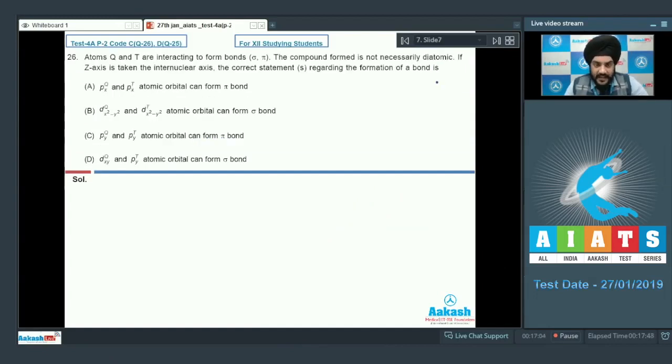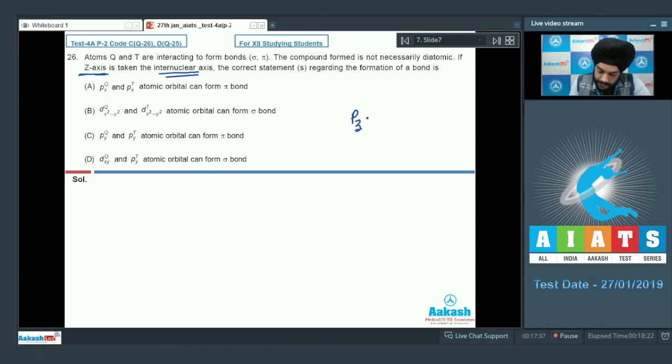Question number 26. Atoms Q and T are interacting to form bonds, which may be sigma or pi. The compound formed is not necessarily diatomic. If the z-axis is taken as the internuclear axis, the correct statements regarding the formation of a bond is. So students, the examiner has mentioned to us that the z-axis has to be taken as the internuclear axis. If you look at the options, in option A, the examiner says that the px orbitals can form pi bond. So this statement is correct, students. Along the z-axis, there will be the formation of sigma bond.